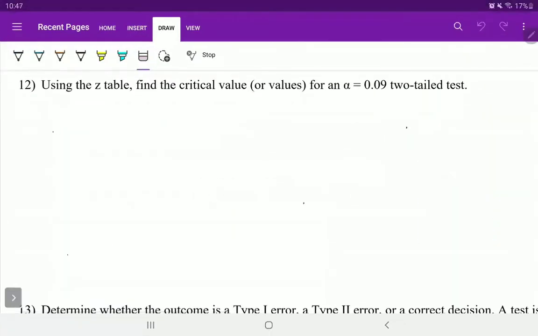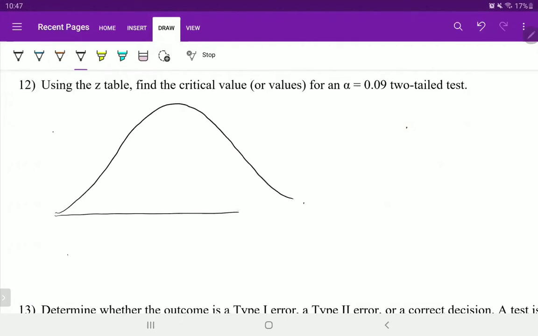And number 12 says, using the Z table, find the critical value or values for an alpha level of 0.09, two-tailed test. So what we're going to do is draw our bell-shaped curve. And because it's a two-tailed test, you're going to indicate that on the bell-shaped curve.